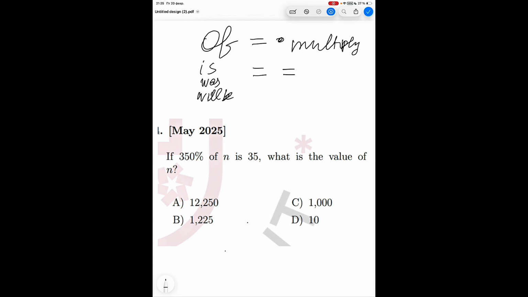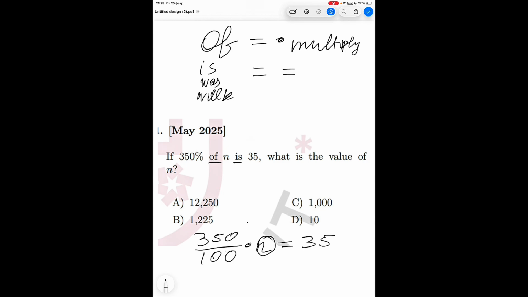What it is saying is 350%. I'm going to divide it by 100 so that I get the decimal value of the percent. Then "of": I see the word "of," so it means multiplication, and n. Then I see the word "is," which is the equal sign, equal to 35. And what they're asking is just to find n.